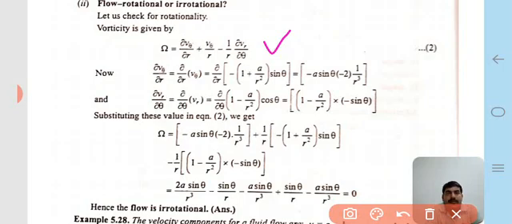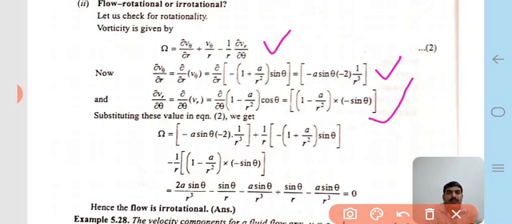Therefore, calculating del v theta upon del r, that is the partial derivative of the tangential velocity v theta with respect to r, we get minus a sin theta multiplied by minus 2 into 1 by r cube. And del v r upon del theta, taking the partial derivative of the radial velocity with respect to theta, we get (1 minus a upon r square) into minus sin theta.